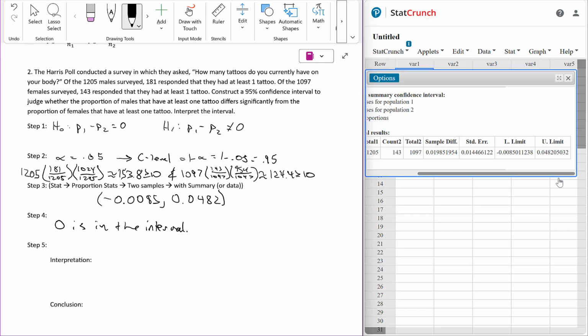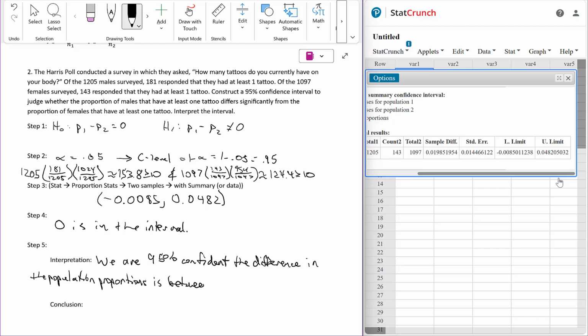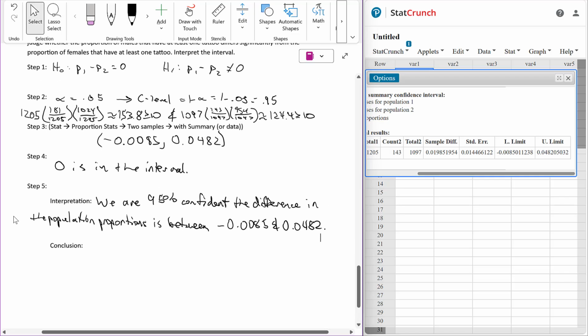So step 5, we've got 2 things. We can do the interpretation. It always starts with we are blank percent, in this case 95% confident, the true difference in the population proportions is between our lower limit, minus 0.0085, and our upper limit, 0.0482. And then if they do ask for a conclusion, which shows up in some of the questions, not just the interpretation, but what do we actually see?